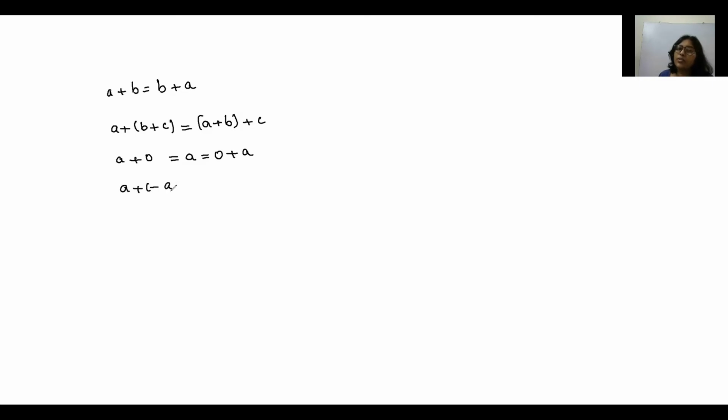The additive inverse is minus a because we get the identity element when we add the number and its additive inverse. So let's relate this to binary operations. A binary operation is commutative if a star b is equal to b star a. It is associative if, irrespective of the bracket, the answer comes the same.